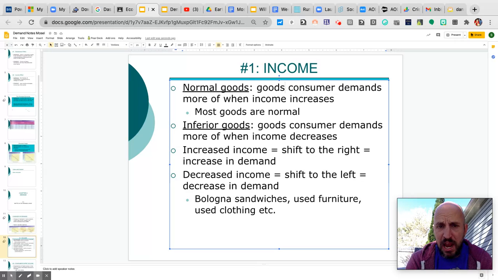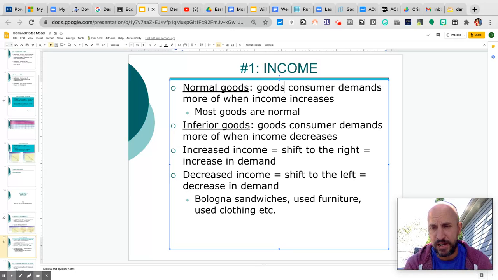Then we have something called inferior goods. These are goods consumers demand more of when their income decreases. So think of stuff that's not name brand, or if you're going to save some money and you don't want to buy that expensive stuff because you're not making a lot of money, so you'll buy a substitute product. All right. So these are your inferior goods. All right. So we had 2 types there. We had normal goods and inferior goods. So what I want you to know, when we have an increase in income, most likely that demand curve is going to shift to the right. All right. There's an increase in demand.